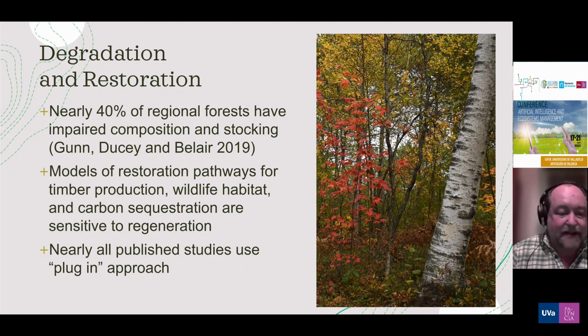Unfortunately, because of our lack of good quantitative models, we tend to use a very simplified plug-in approach. Nearly all of the published studies trying to address long-term management problems in this region simply put in what is guessed to be a representative or reasonable level of tree regeneration, a certain number of seedlings of a small number of species, and we hope that that's adequate.